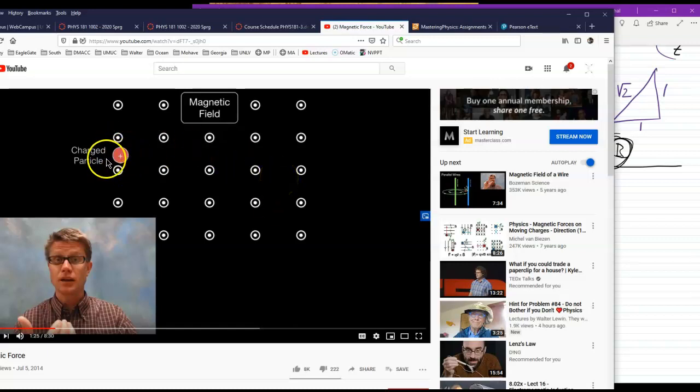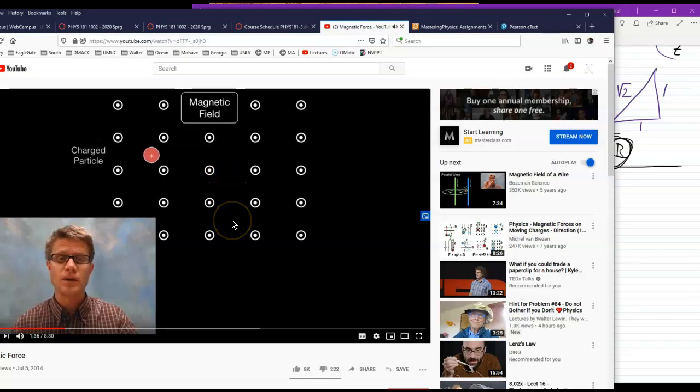And then you got this charge right here that is moving. Let's assume it's moving to the right. Now the question is, what's the direction of the force on the charge? In this case, you have to use the right-hand rule. And that's what he's going to show you. And then we'll stop the video. You can watch the rest of it later.